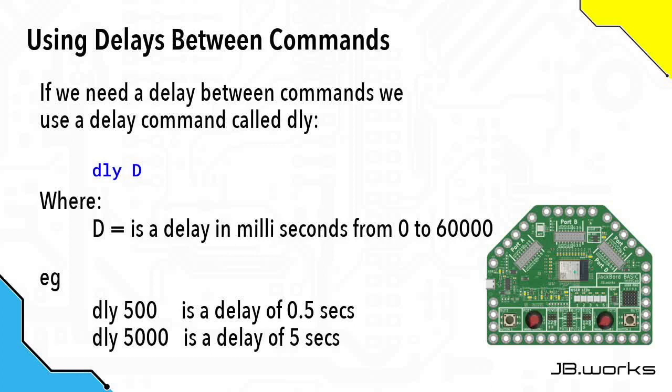So you can see the format is DLY space D, where D is a delay in milliseconds from 0 to 60,000. So some examples: DLY space 500 gives a delay of half a second, whereas DLY space 5000 gives a delay of 5 seconds. And remember that 1 second contains 1000 milliseconds.